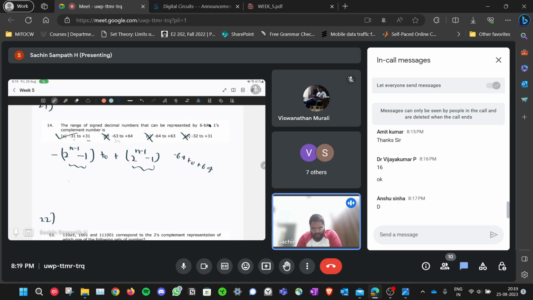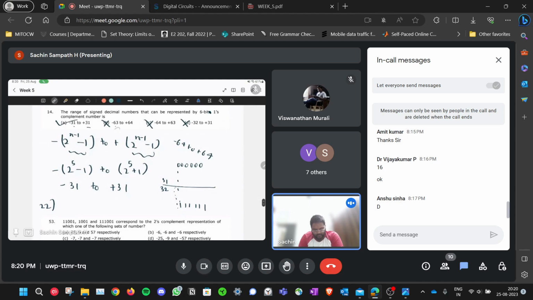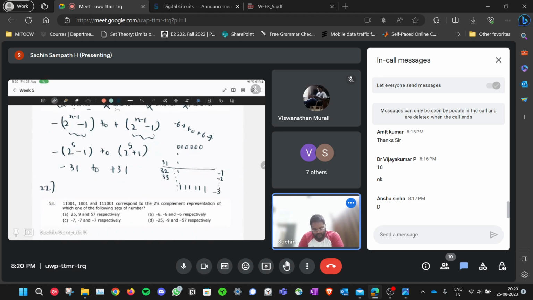If you put n equal to 6, you will see that it's minus (2 power 5 minus 1) to plus (2 power 5 minus 1). This is minus 31 to plus 31. For 6 bits, let's say from 000000, you will go up to 111111, right? So about halfway there, at about 31, you will stop counting in the positive direction and start counting in the negative direction. Whatever combination you had for 32 in your normal binary representation, you will assign to minus 1, and then 33 you will assign to minus 2. Something like this will happen. So you will get negative numbers down to minus 31.